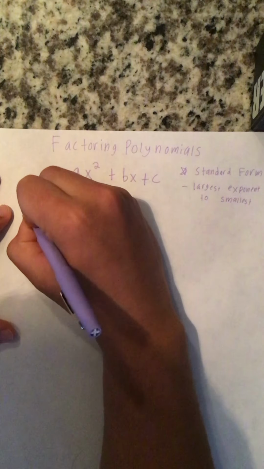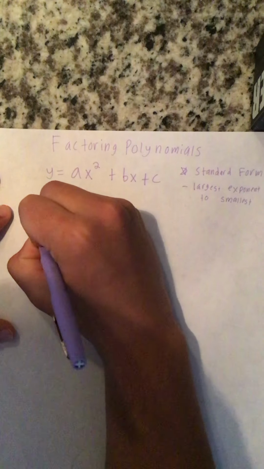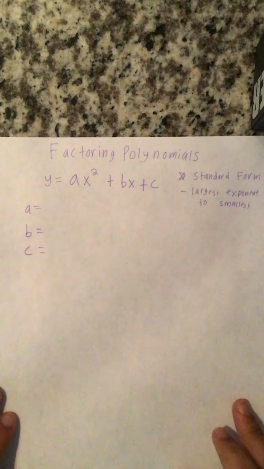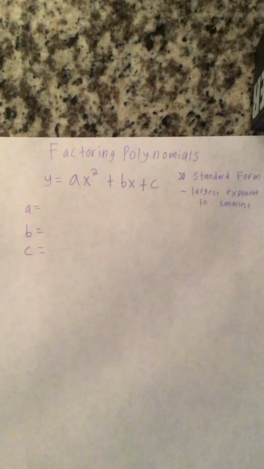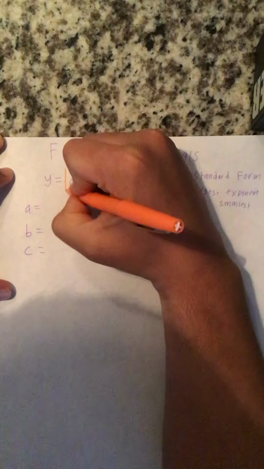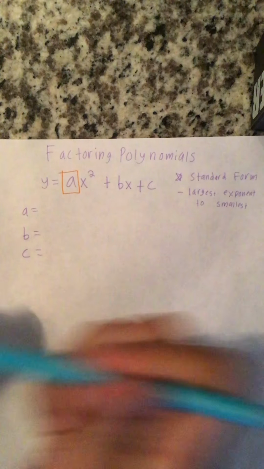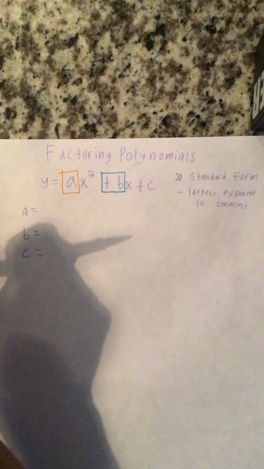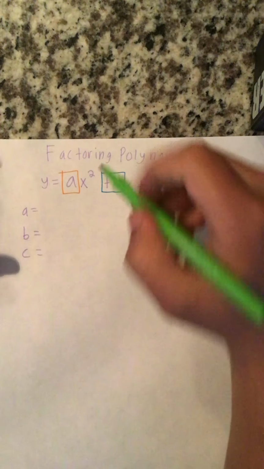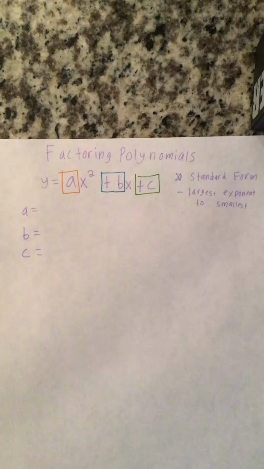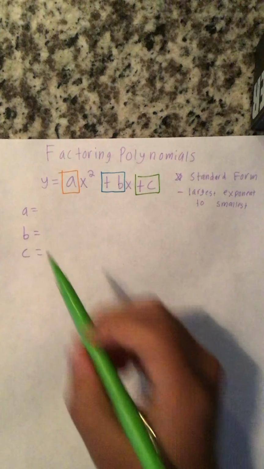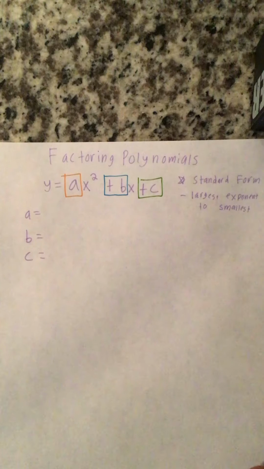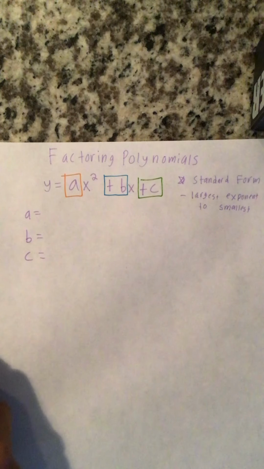The other thing we need to do when we start factoring is we need to label, okay? I want you to label your A, your B, and your C, okay? Hopefully you remember from yesterday from the notes, okay? A, I'm gonna use orange for A. A is this front number. B is the middle number attached to just the plain old x, or just the one variable. And then C is the constant, the number by itself, okay? So A, B, and C. We need to identify all three of those things every single time, okay?